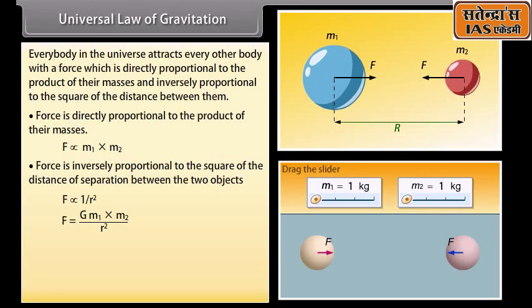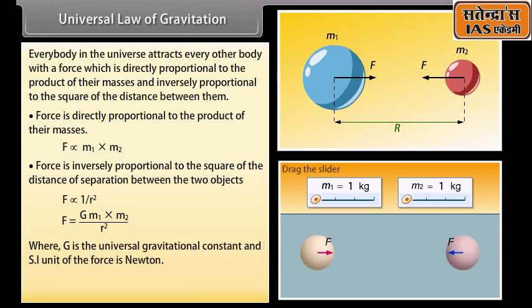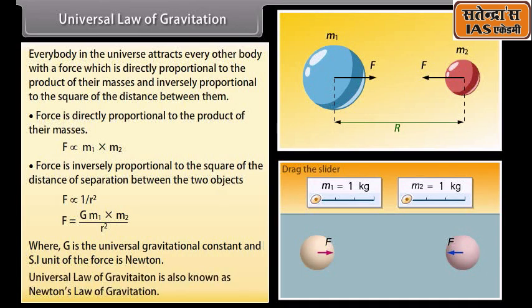Force is inversely proportional to the square of the distance of separation between the two objects, where G is the universal gravitational constant and the SI unit is Newton. The universal law of gravitation is also known as Newton's law of gravitation.